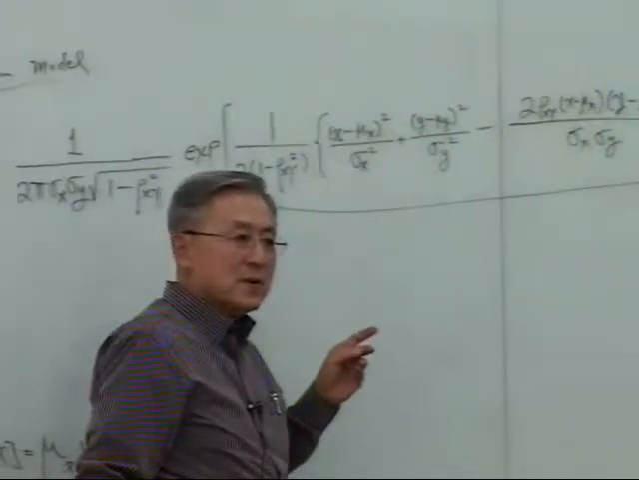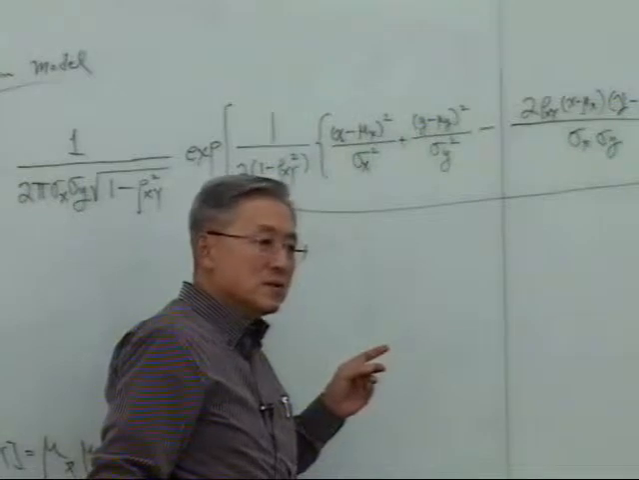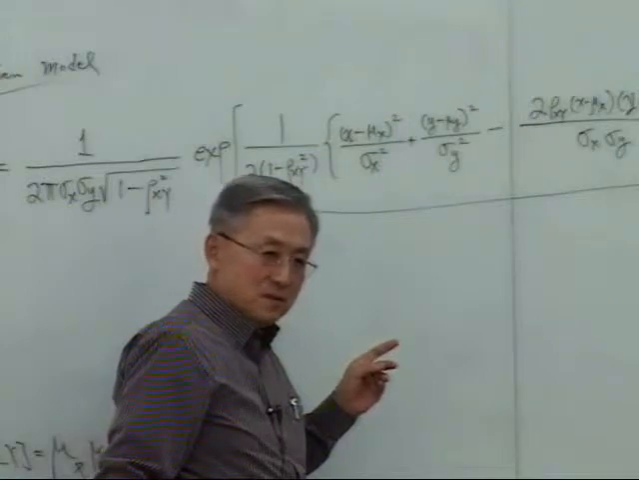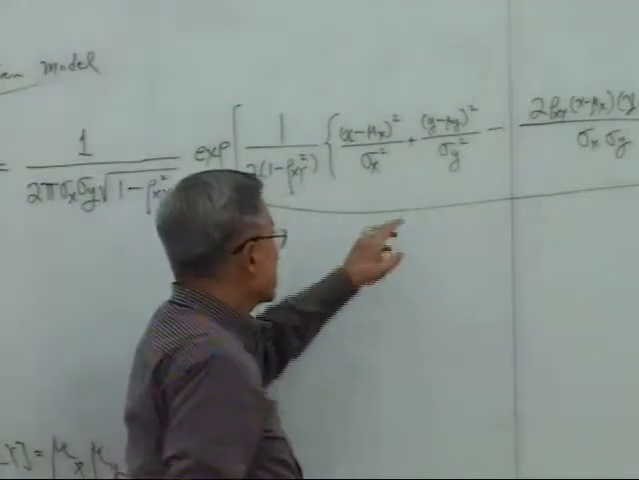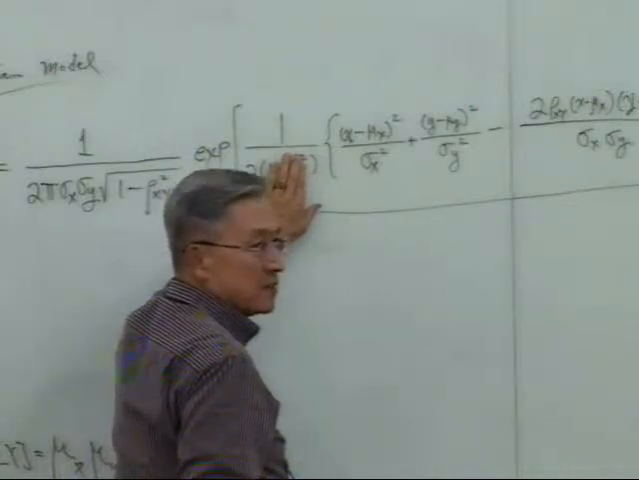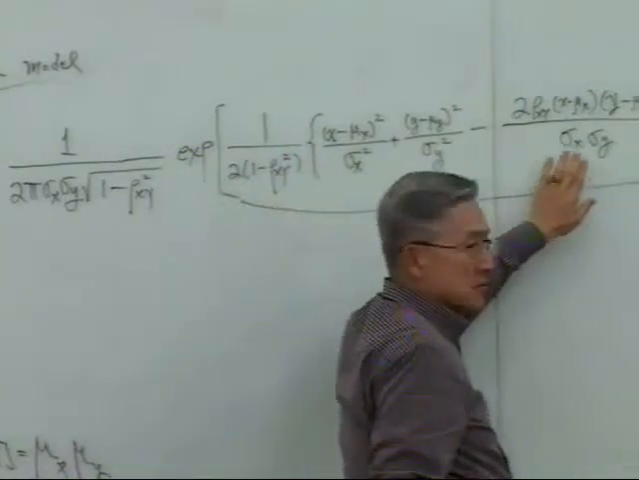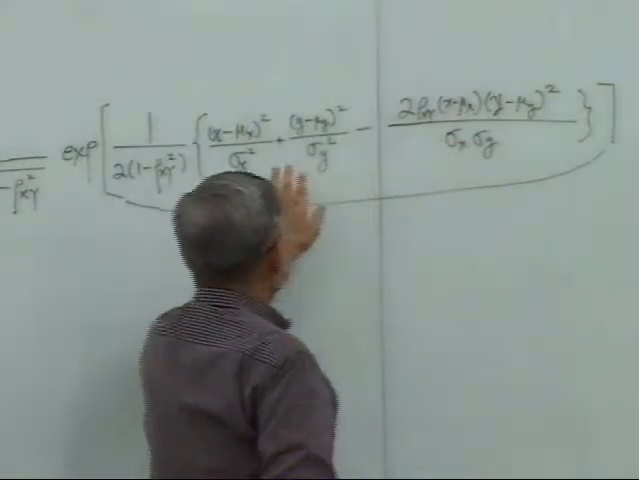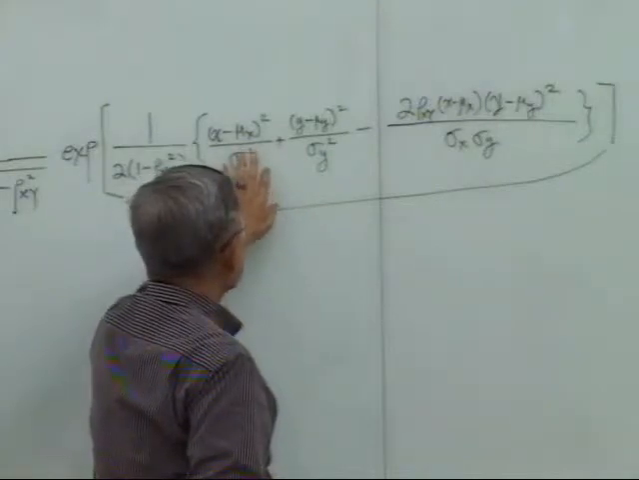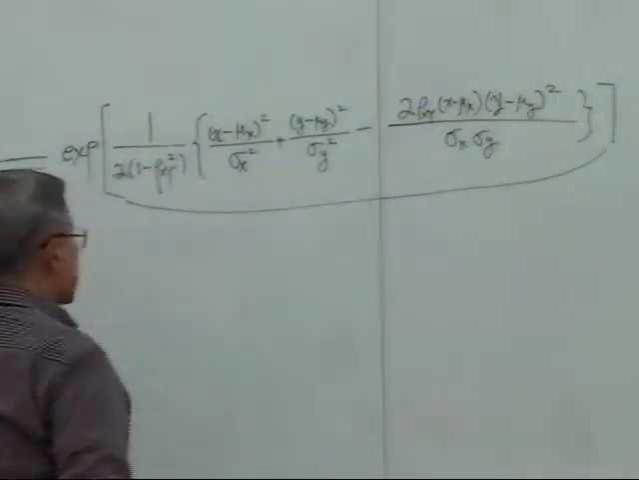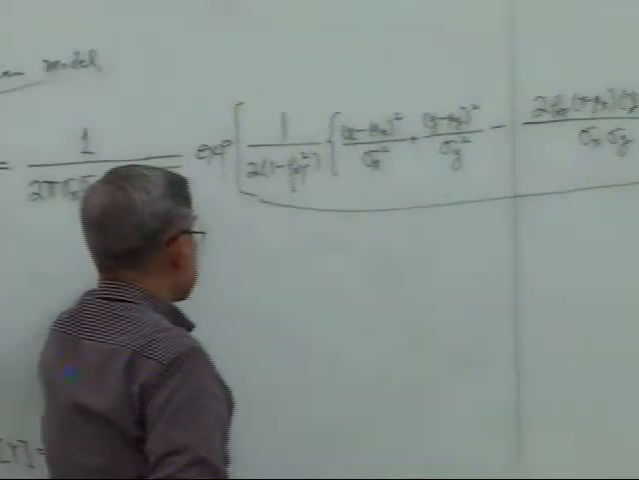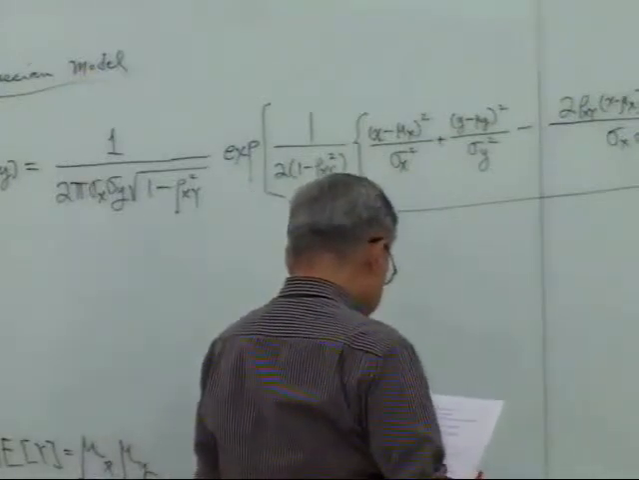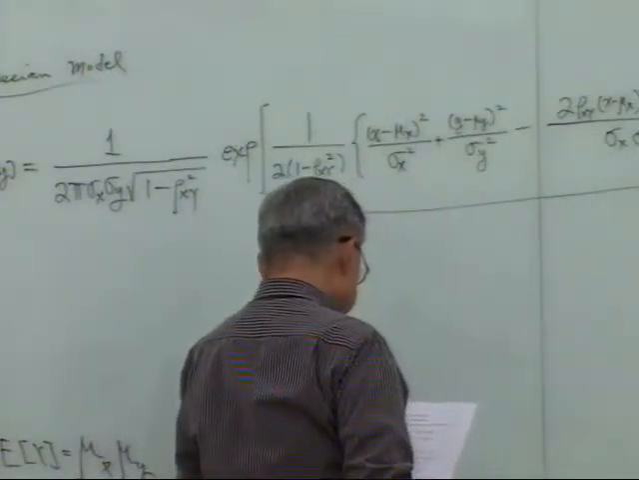If X and Y are uncorrelated, rho xy is 0. No correlation, which means this is just a half. This third term is equal to 0. That is, we simply have this term and that term. This is equal to 0 too.